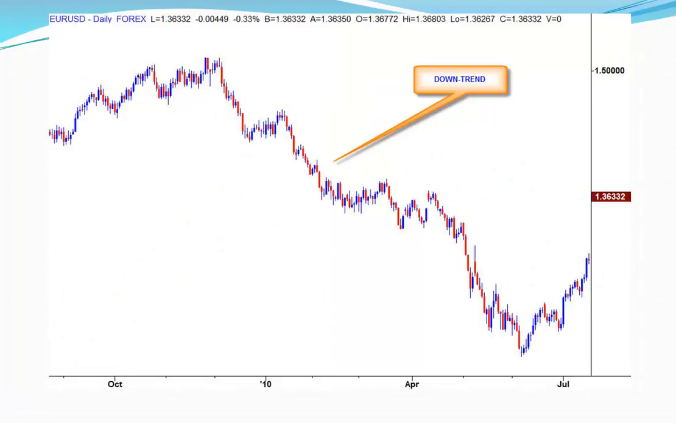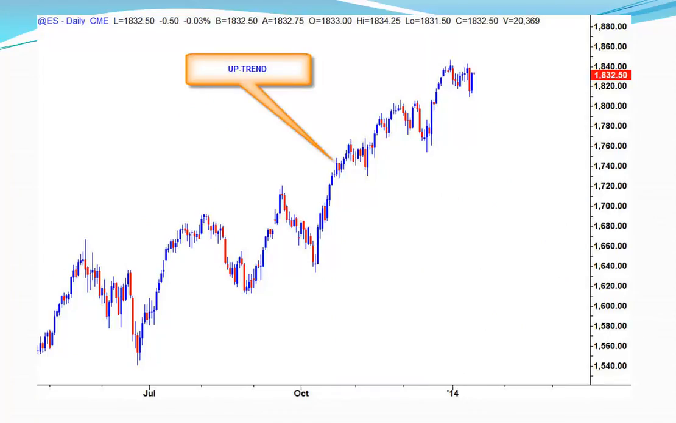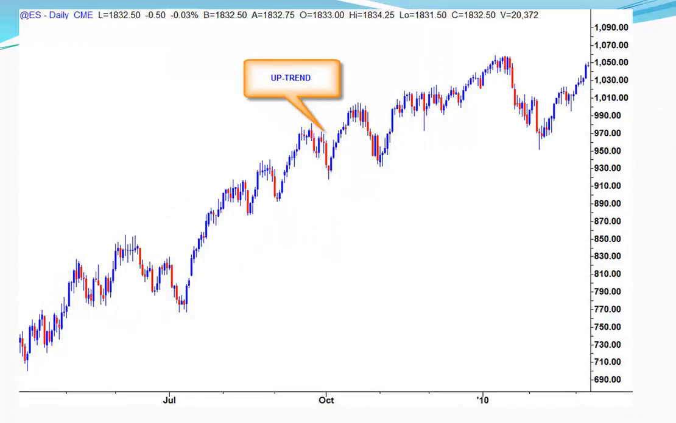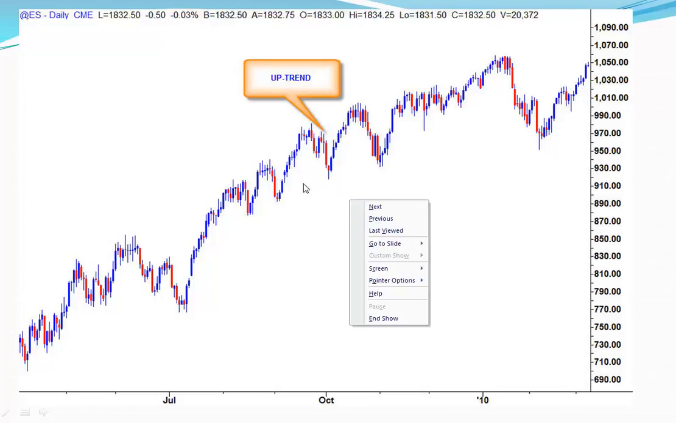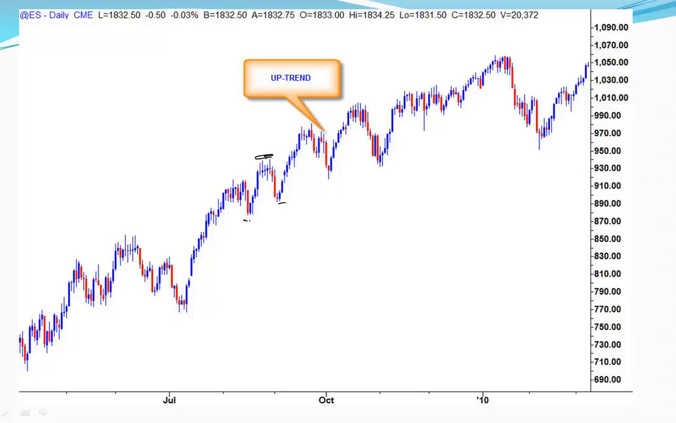We discussed what a downtrend was and what an uptrend was. Basically, the uptrend is higher highs and higher lows. Every high is higher than the prior high, and every low is higher than the prior low. That is what an uptrend, or a trending market, is.